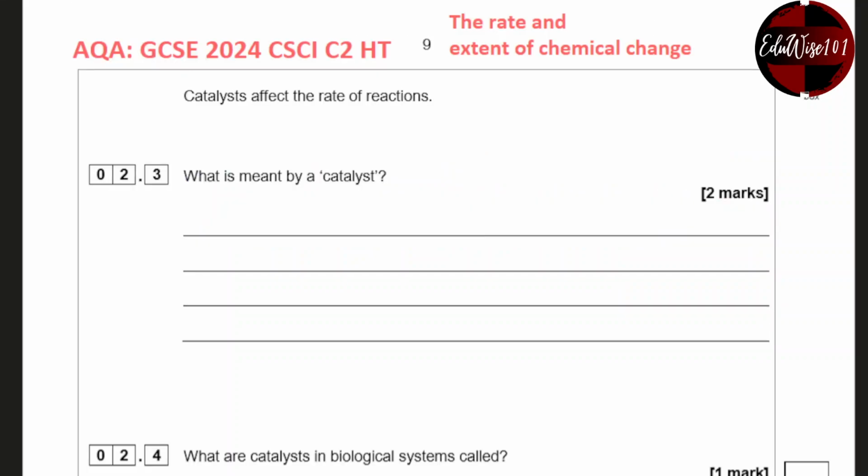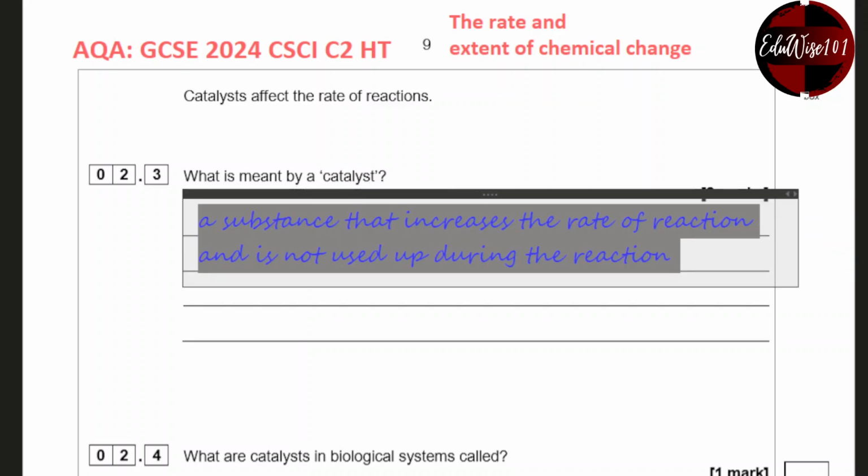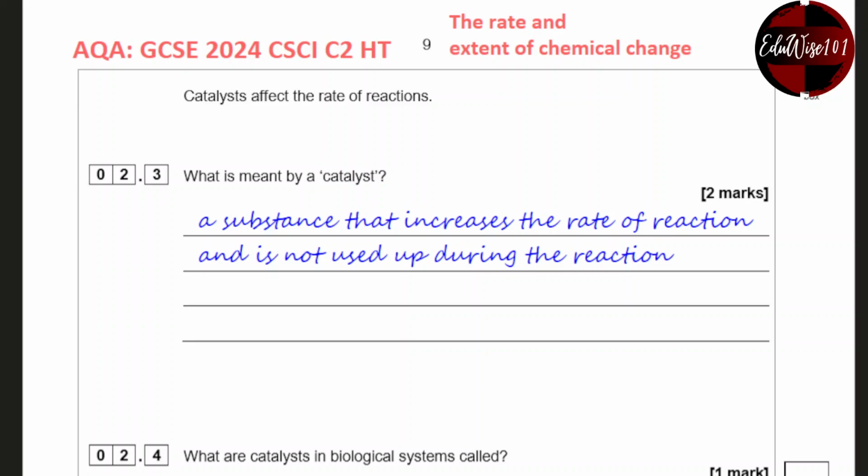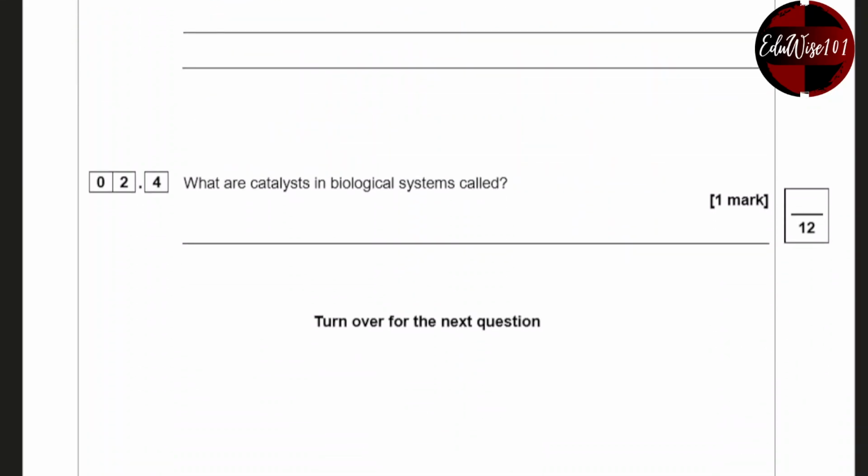Next part, catalysts affect the rate of reactions. Explain what is meant by a catalyst. Now, a catalyst is a substance that increases the rate of a chemical reaction without being used up during the chemical reaction. It does take part in the reaction, but it's not used up. At the end of the chemical reaction, you should be able to recover the catalyst.